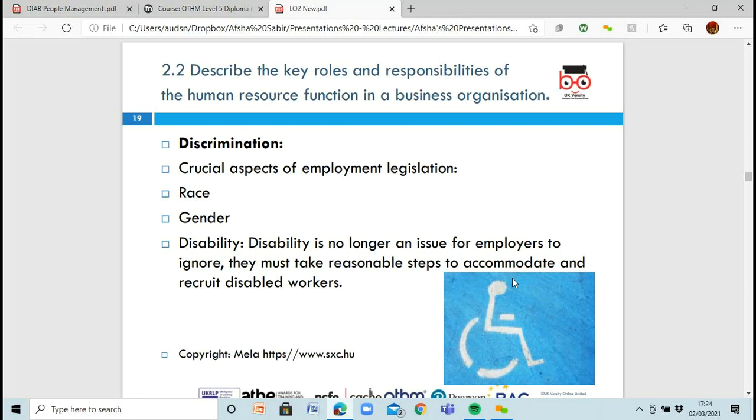If you had any type of hearing impairment, you might get looked over. But now disability shouldn't be an issue for employers anymore. It's something that they're not allowed to ignore. So you need to make sure that HRM will actually take reasonable steps to accommodate and recruit disabled workers.